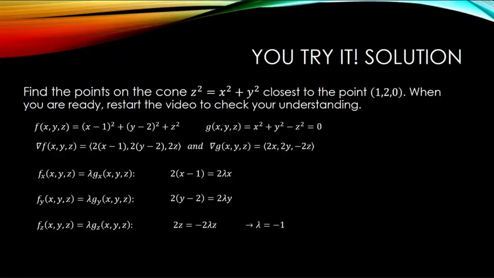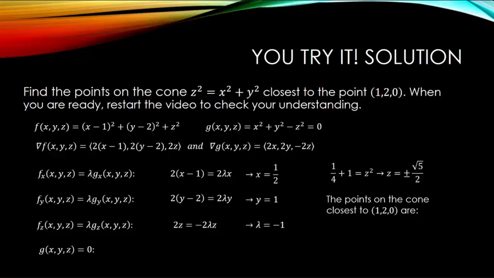This last one implies that lambda has to equal negative 1, so that I can plug that back in and find that y is equal to 1 and x is equal to 1/2. Now, using my constraint surface, g of xyz is equal to 0, I get 1/4 plus 1 is equal to z squared. This tells me that z is equal to plus or minus the square root of 5 over 2.